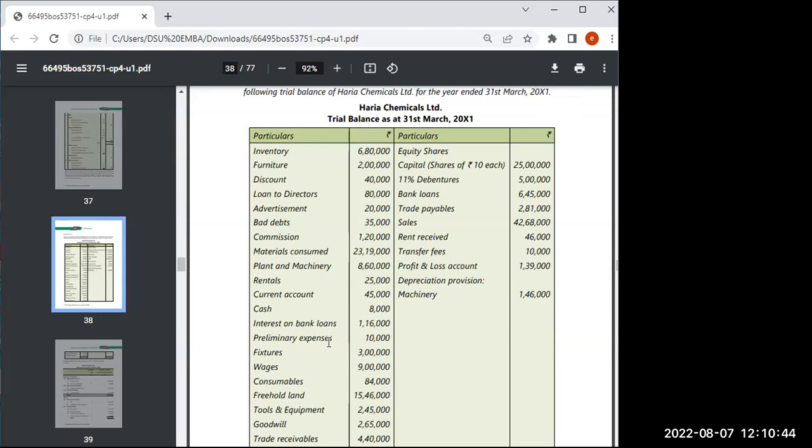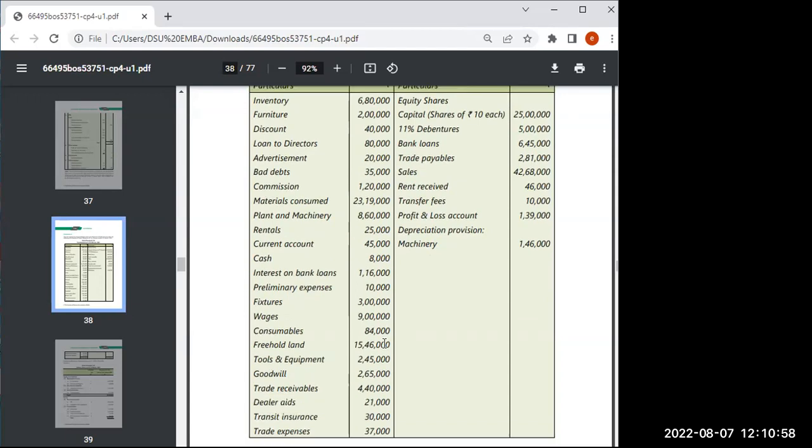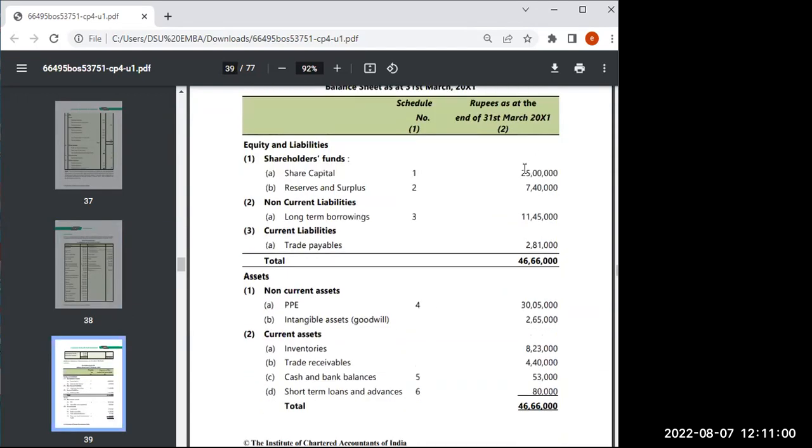Equity share capital, whatever the number and whatever the denomination, plus preference share capital, all share capital is to be bundled together. That total should be taken to the balance sheet. So in this case, only 25 lakhs is there. So I bring 25 lakhs here. Look at this, 25 lakhs.